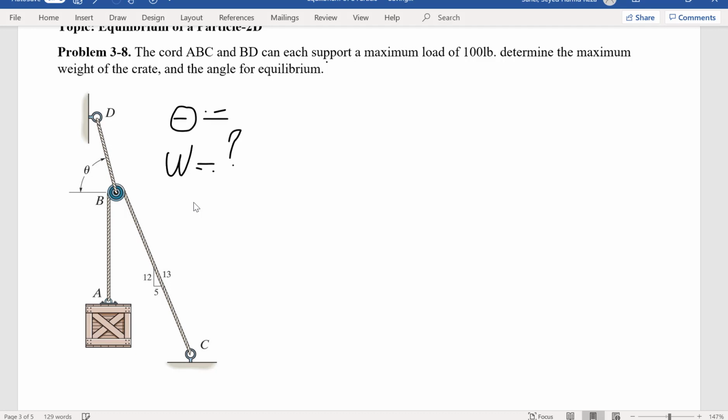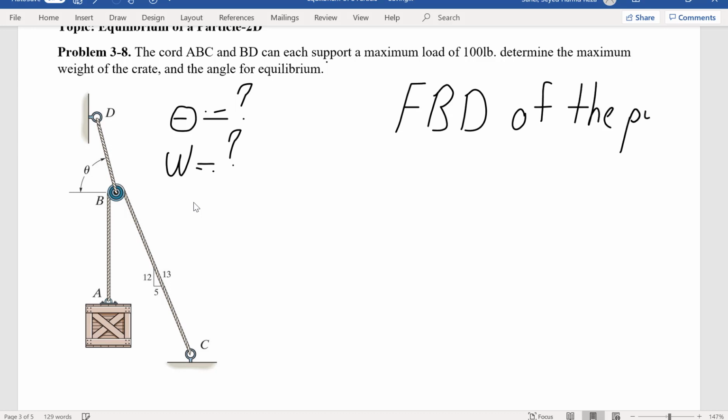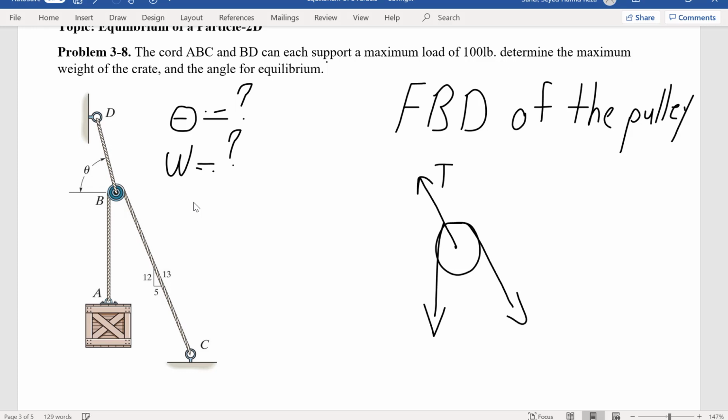So the first step in solving an equilibrium problem is to draw the free body diagram. So we want to draw the free body diagram of the pulley. Here is my pulley. I have a tension here, also a tension, as well as TBD. These two are going to be the same tension, because we are talking about the same rope. So I call this TABC.